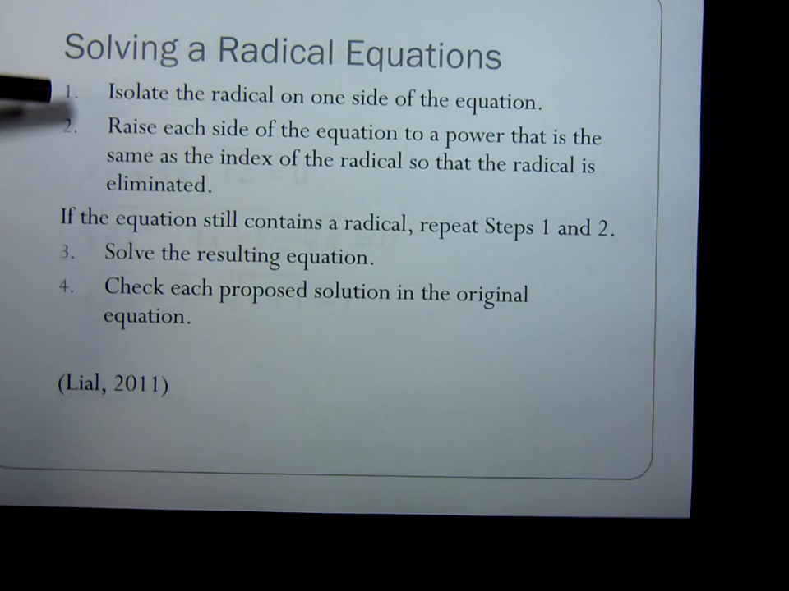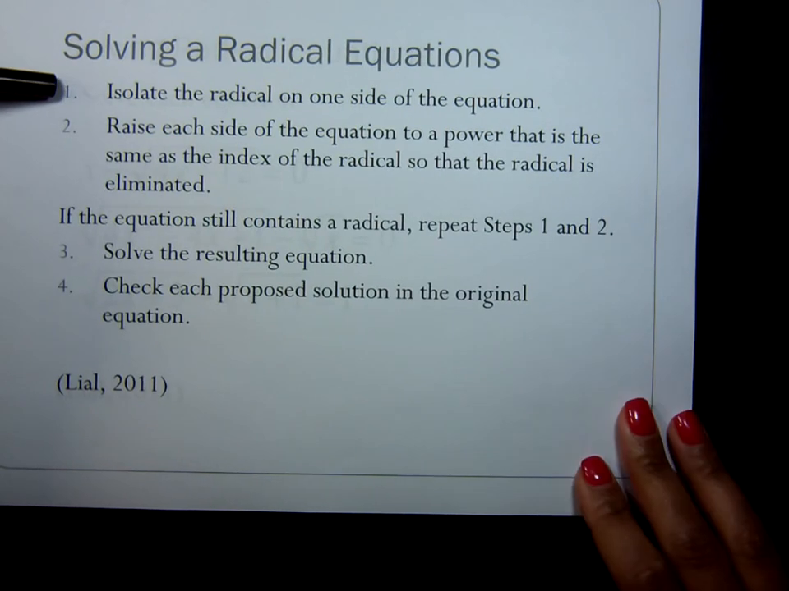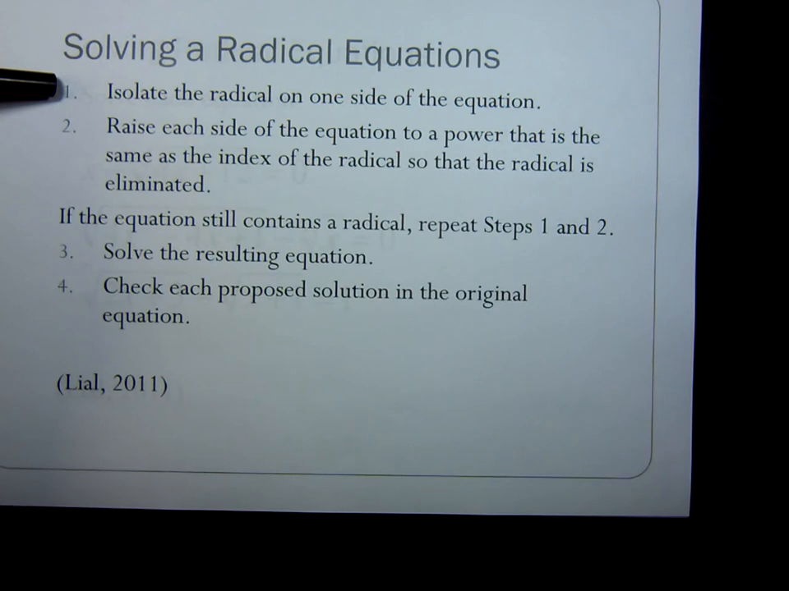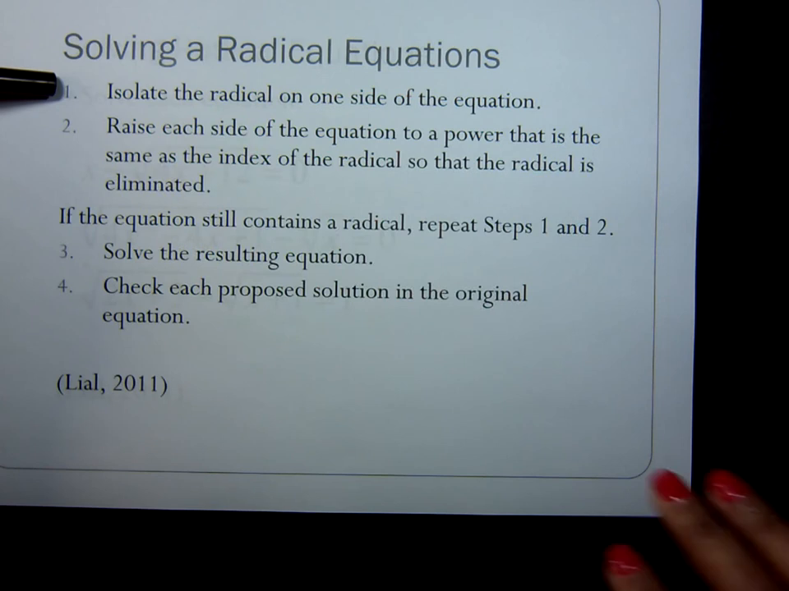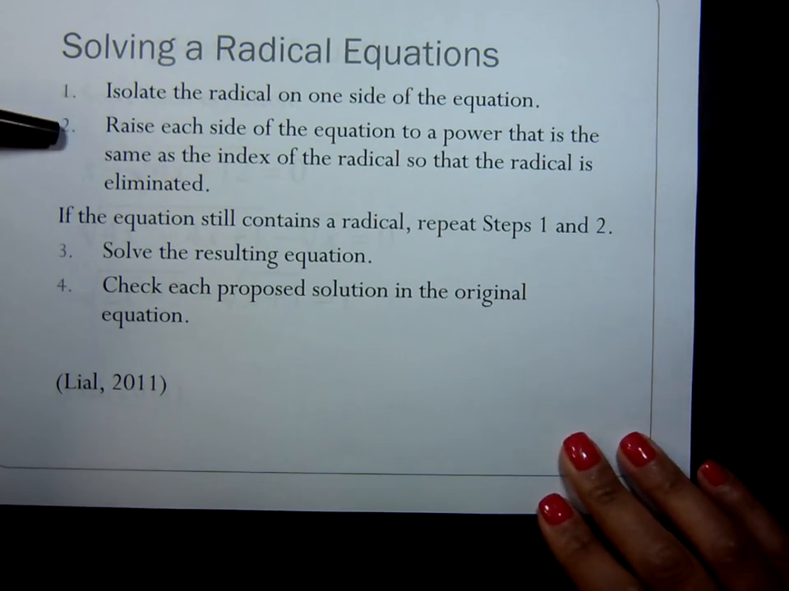For instance, our first step is to isolate the radical on one side of the equation. So we need the radical on a side by itself. If you have more than one radical, work to isolate just one at a time. So if you have 2 radicals, work to isolate one of them, okay? Raise each side of the equation to a power that is the same as the index of the radical so that the radical is eliminated.